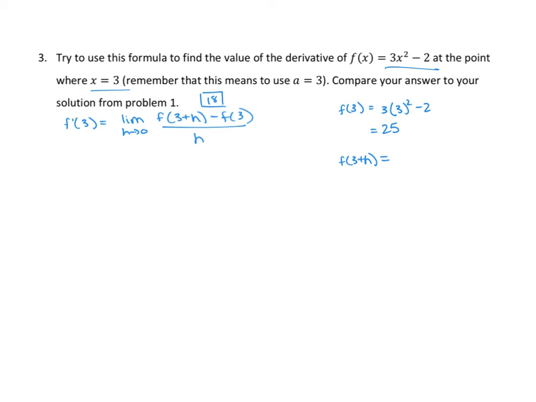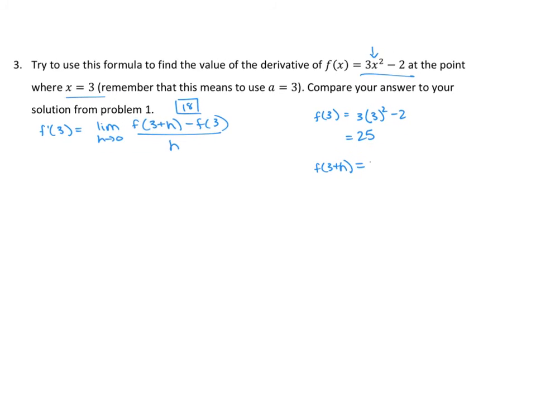So this time my function has 3x squared minus 2. So I'm going to have 3 times 3 plus h squared minus 2. I can simplify this now before I plug it in, or I can plug it in and then simplify. It does not make any difference at all what you prefer to do. I tend to put it in and then simplify for no particular reason. But let's work with this.